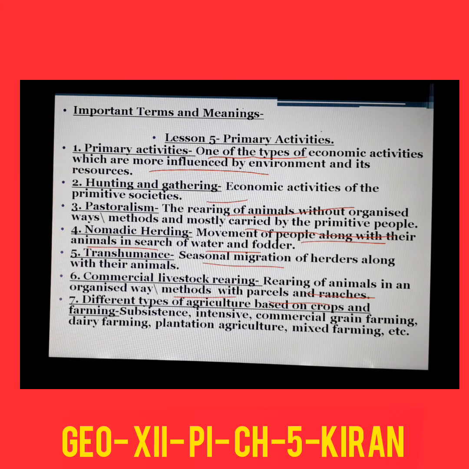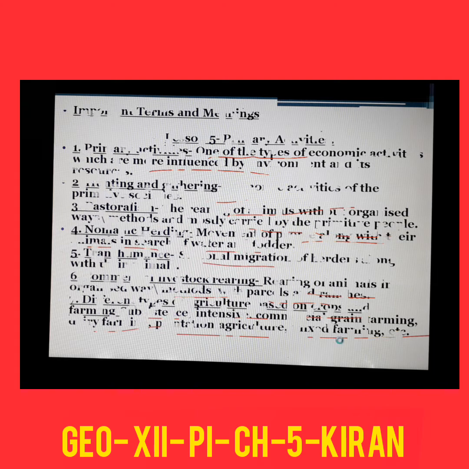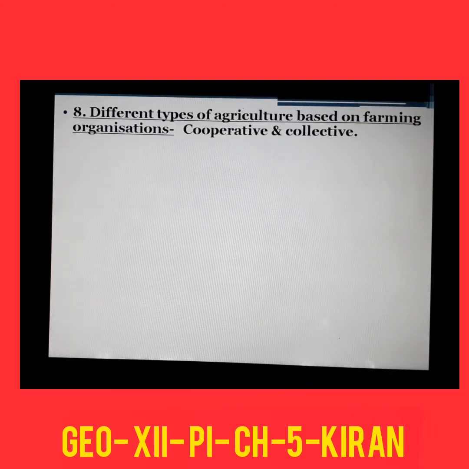Different types of agriculture based on crop and farming. There are many types of agriculture. Few are selected in this chapter: subsistence, intensive, commercial grade farming, dairy farming, plantation agriculture, mixed farming, and others. Next, different types of agriculture based on farming organization: we have cooperative and collective farming.